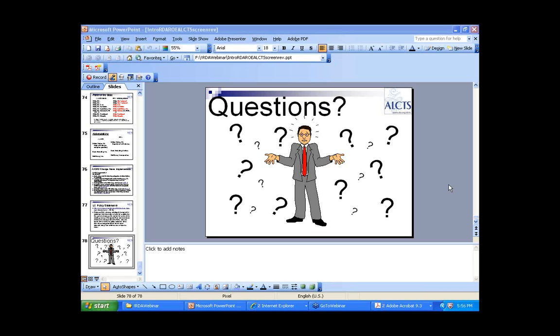Will LC update name headings per RDA changes? And I believe LC will do that at some point after the testing if RDA is implemented and adopted.